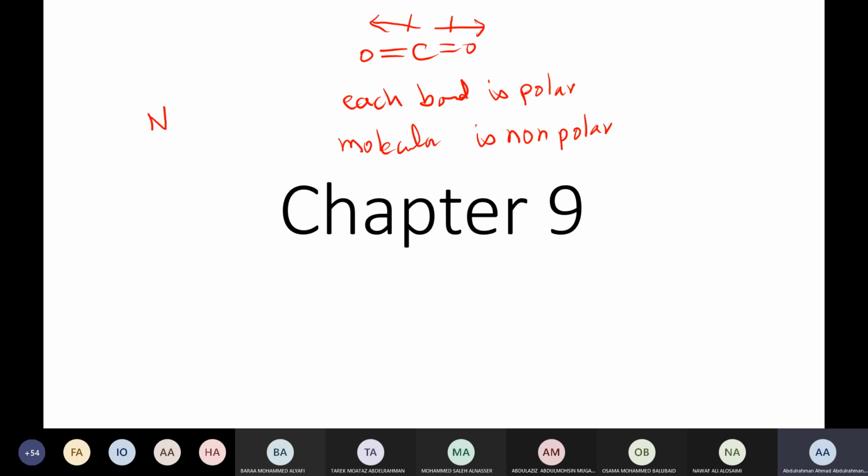NO3. N double bond O, O, O. Again, each bond is polar. So this is polar, and this is polar. Of course, before we go into the polarity, what's the electron domain for NO3? It's AB3E0. So what's the total? It's AB3.